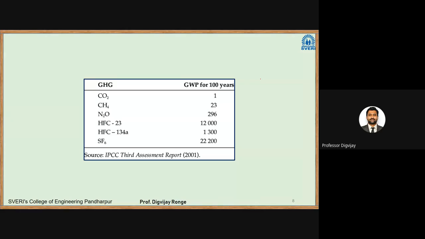Then we saw one table. Here, as I told you, for global warming potential, we are taking CO2 as a reference gas, so its GWP is 1. And other gases are compared with CO2. So for CH4, what does this 23 indicate? It indicates that methane is 23 times more harmful than CO2. Okay. Then if I take nitrous oxide, that will be 296.